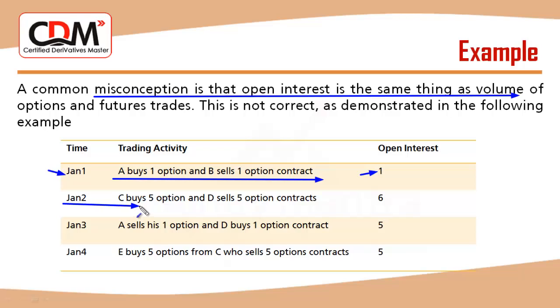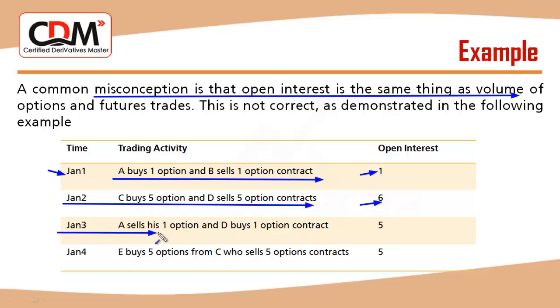Now on January 2, trader C, another new trader, enters the market. He buys 5 option contracts and trader D sells 5 option contracts. So there are 4 traders in the market: A, B, C and D. Every contract has a buyer and a seller each, because a contract cannot exist merely on the terms of buying or merely on the terms of selling. So every contract has the same number of buyers and sellers. The open interest increased by 5, so the total open interest is now 6.